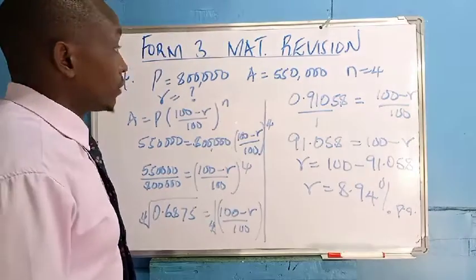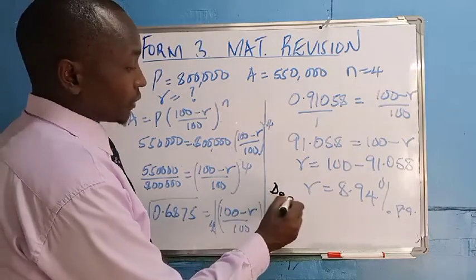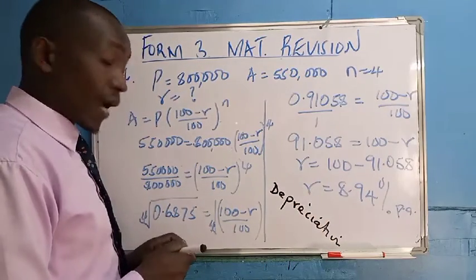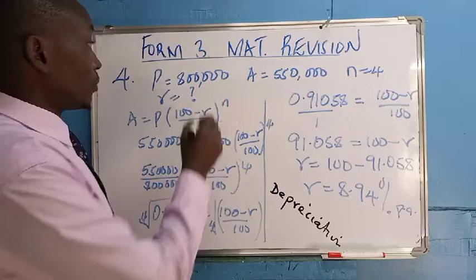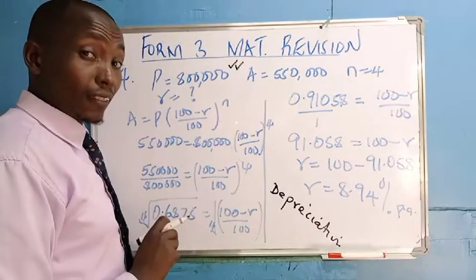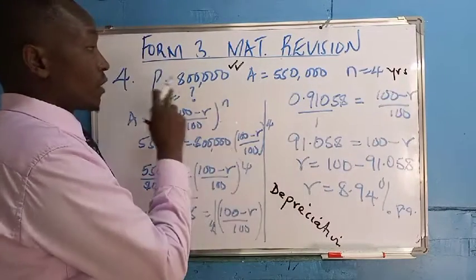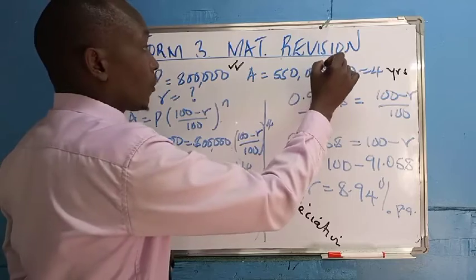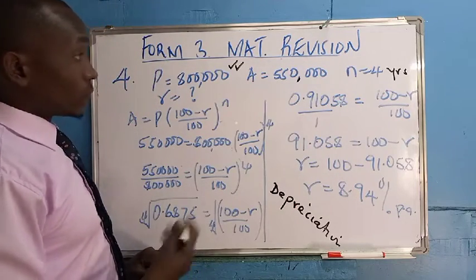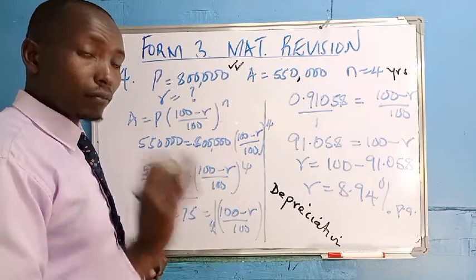And here comes number 4. This question is a question on depreciation, how some items can lose value. And you're told that there is an item that had a value of 800,000. Then after 4 years, the value of this commodity dropped to 550,000. So the question is, you work out the rate of depreciation per year.